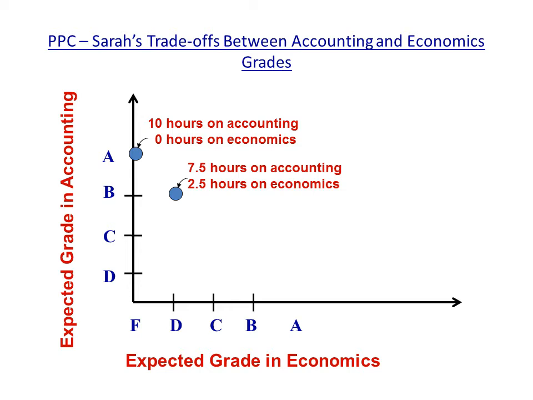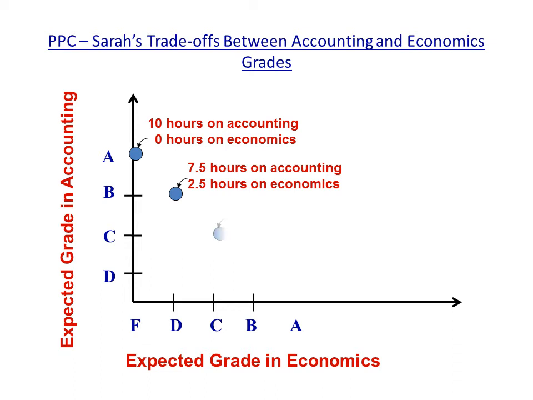Well, she'll shift some of her 10 hours away from studying accounting and into studying economics. So with 2.5 hours dedicated to economics and only 7.5 hours to accounting, the choice means that she will gain something. She'll get a higher grade in economics. Her econ grade will improve from F to D. But remember, she can't have something for nothing. That's the heart of economics here. There's always a cost to her choice. There's always a trade-off. And the opportunity cost of the higher grade in econ, the improvement from F to D, is that her accounting grade falls from A to B.